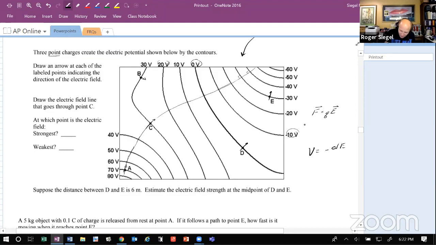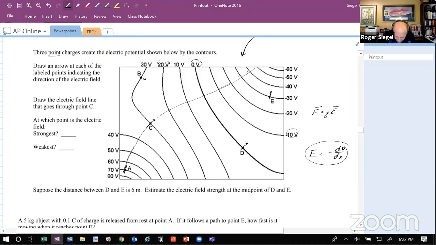I'm sorry, let me back that out. The electric field is the negative derivative of potential. So what does that mean? Well, that tells us that wherever these lines are closest together, that's where we have the strongest electric field, because the electric field is essentially the slope of this terrain, the magnitude of it.